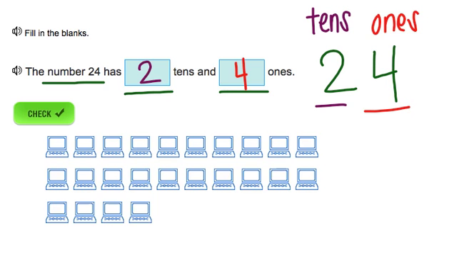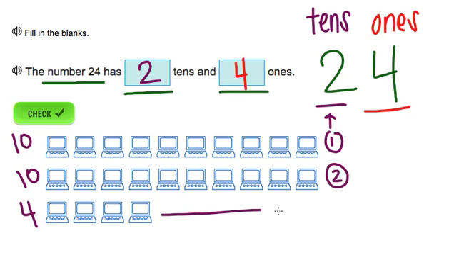Let's look at some pictures. So each row here, we have 10 computers, and here we have 1, 2, 3, 4. So we can say we have two groups of 10. Here's one group of 10. Here's another group of 10. So we have 2 tens, and we have 4 ones, so a total of 24.